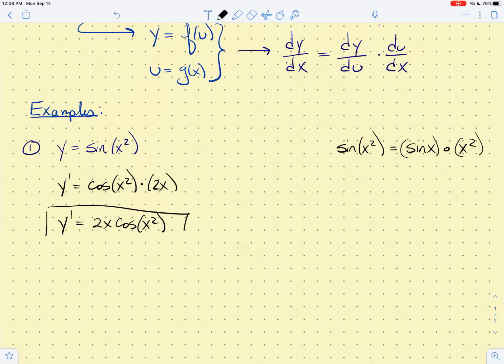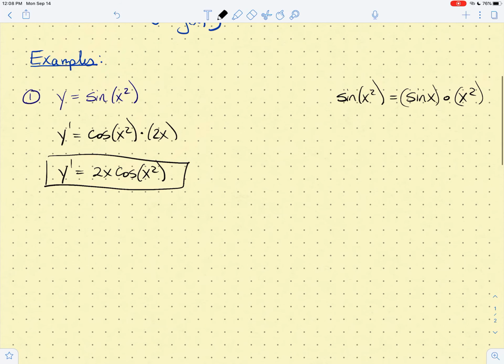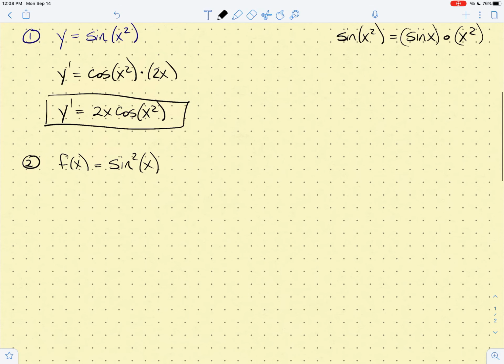And that is our first chain rule. Good job. Let's do another one. Let's look at a slightly different problem. Let's look at f of x equals sine squared of x. I'm actually going to work this one out two different ways.